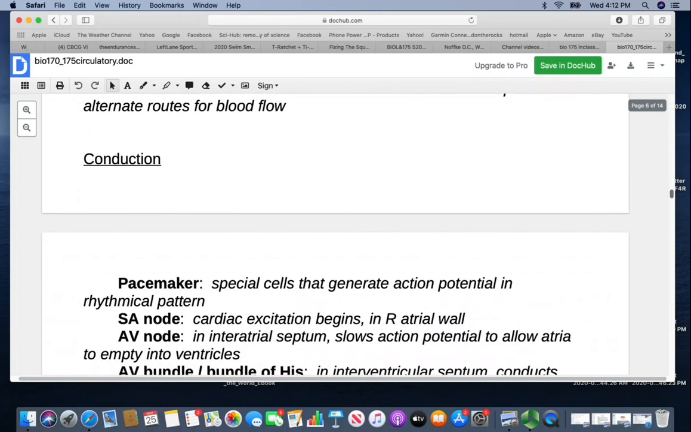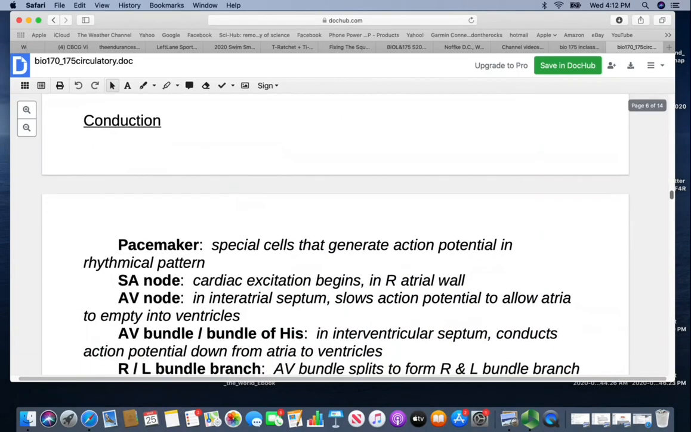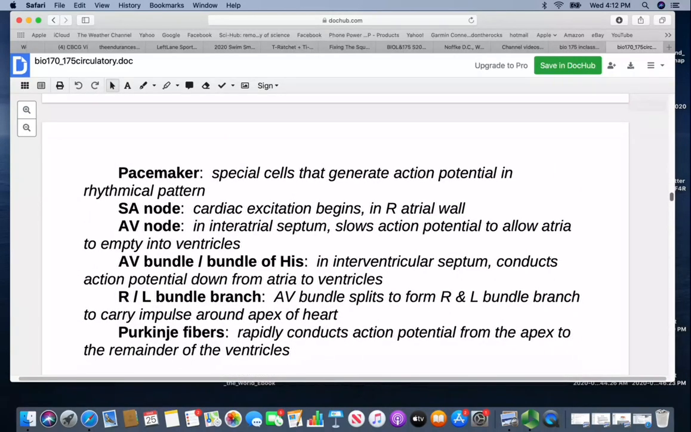When we look at the conduction of the heart, you can always refer back to that first picture that had the red lines on it if you'd like. The pacemaker is a special group of cells that's going to generate an action potential in a rhythmical pattern. Your main pacemaker is the SA node. This is where cardiac excitation is going to begin. This is the one that's going to speed up your heart rate when you start moving. It's located in the right atrial wall.